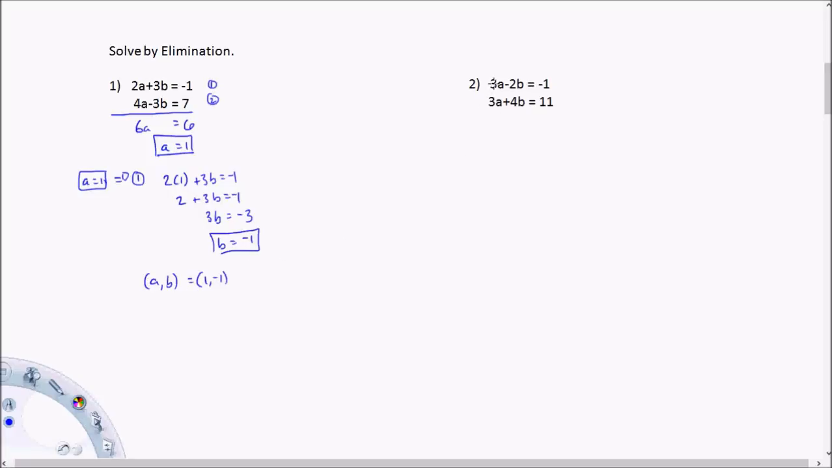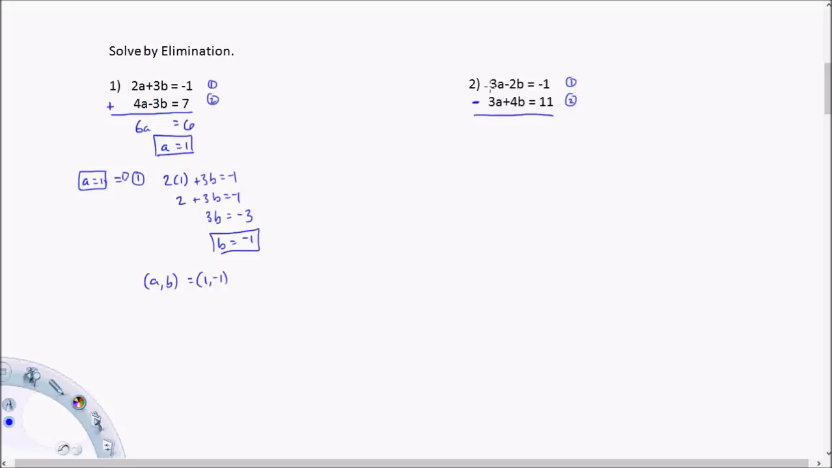Question 2. We see that the a values are the same, and they also are the same sign. So in this case, we will want to subtract the two equations from one another. And again, we'll label this equation 1 and this equation 2. Maybe for this first equation, it would be important to point out that we are adding these equations.